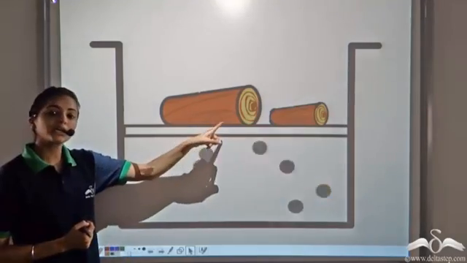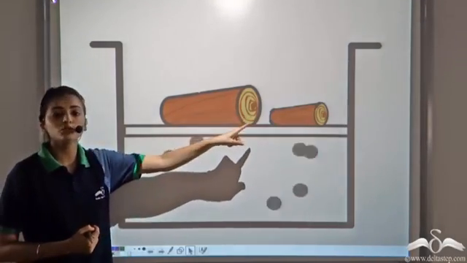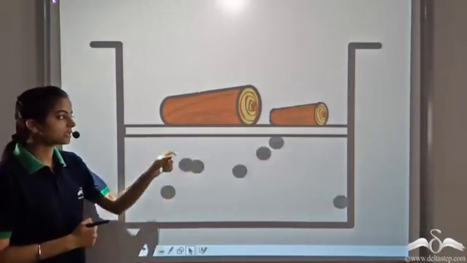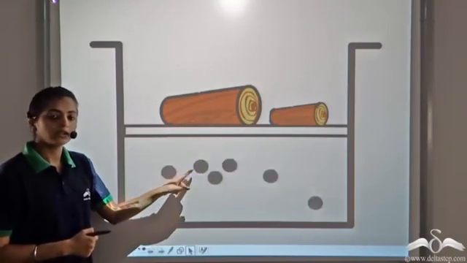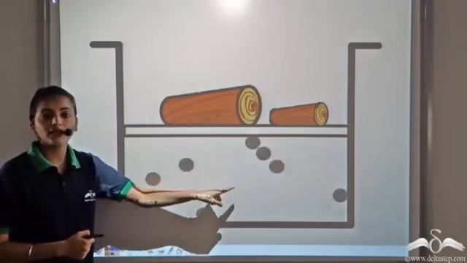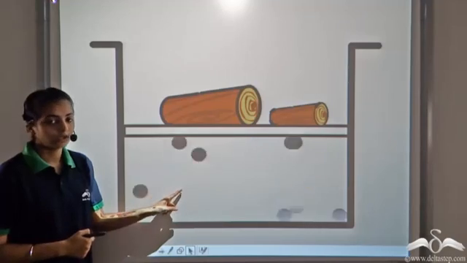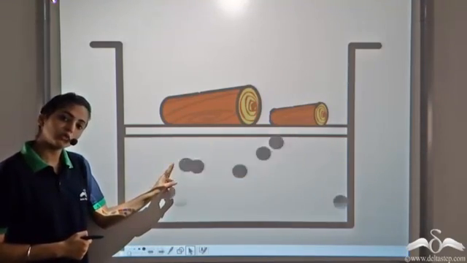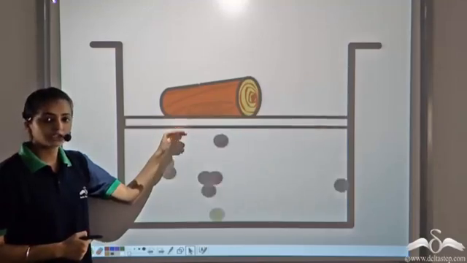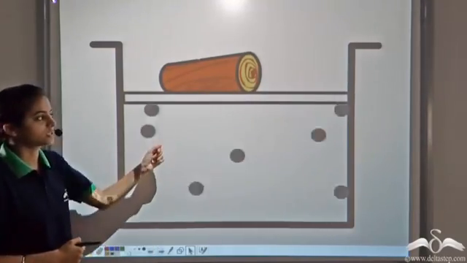Now if we increase the external pressure by putting one more block of wood, what happens? The external pressure increases, so the internal pressure has to increase. And this is possible only when they have lesser space to travel. So as the volume decreases, they hit the walls of the container more. So as external pressure increases, the internal pressure increases.